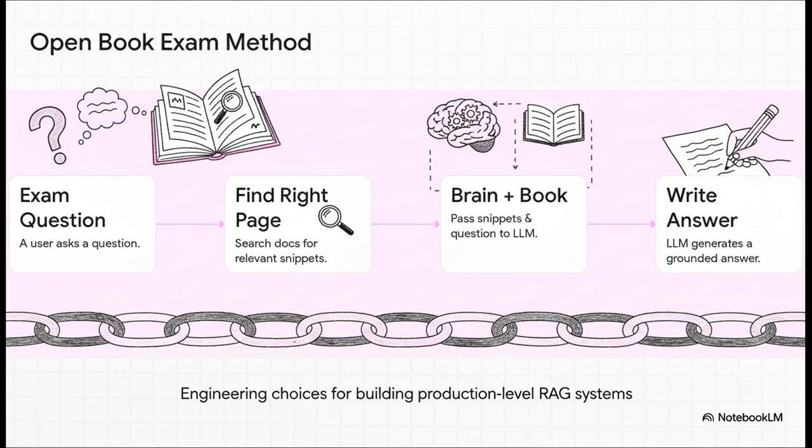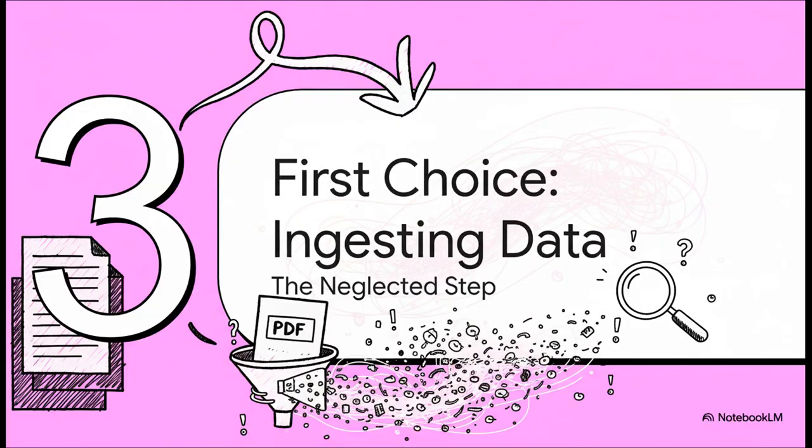So now that we get the what, let's dig into the how. This is where the real engineering starts. All right, the very first choice you, as an engineer, have to make is how to get your data out of its original file, like a PDF, and into a format the system can actually use. This step is called ingestion, and believe me, it is way more important than most people think.